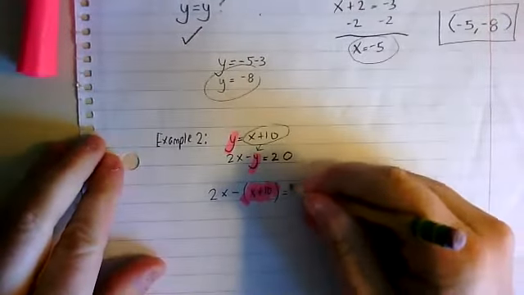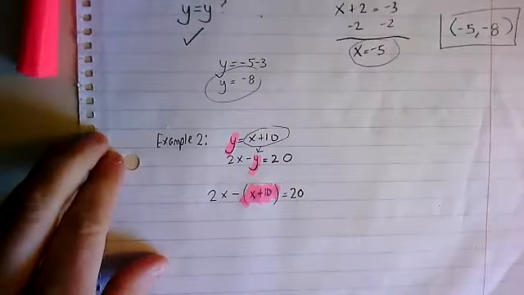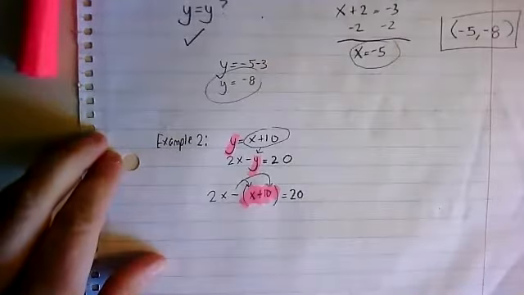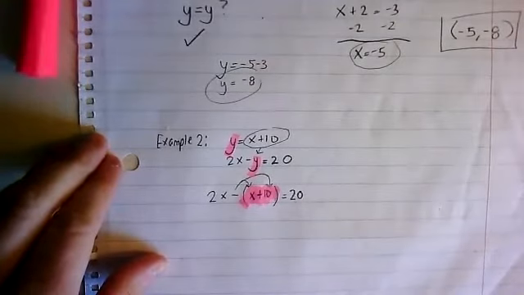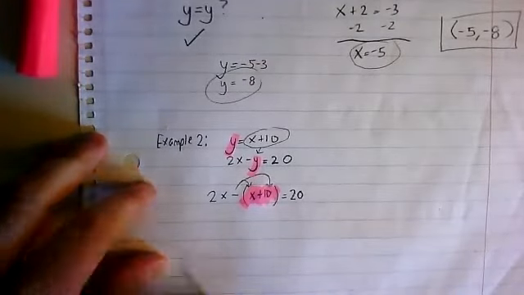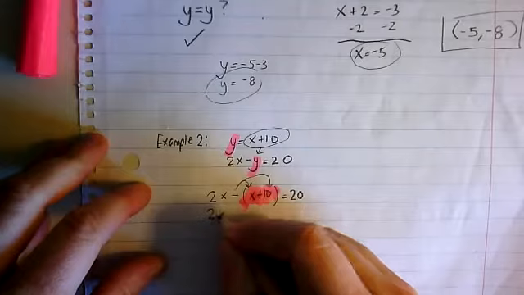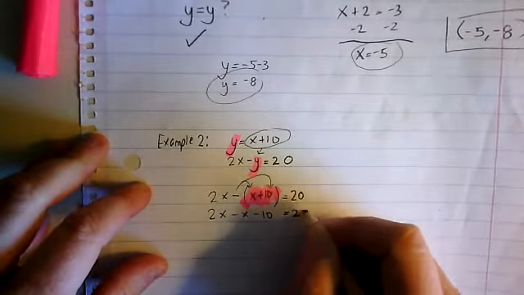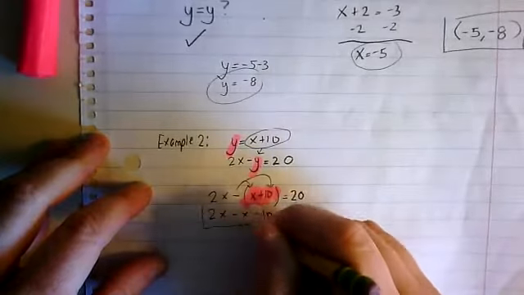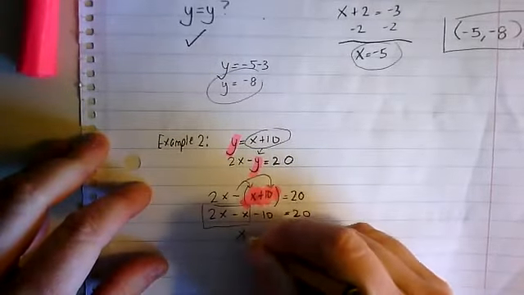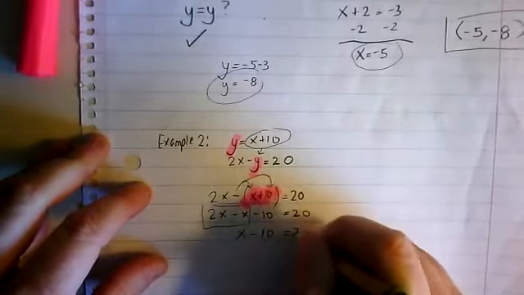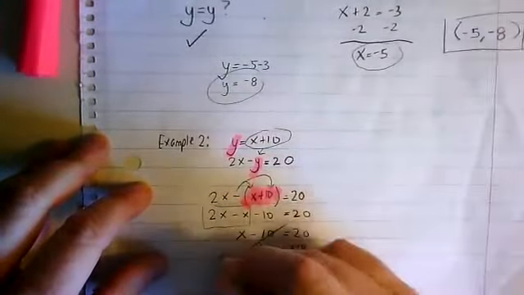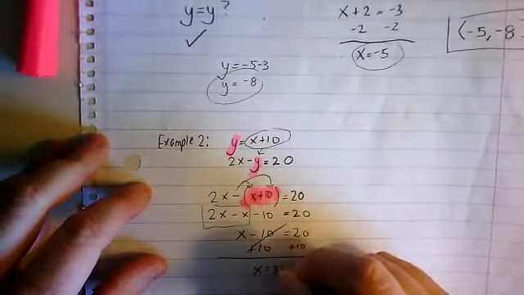Now it's important that you guys put that in parentheses, right? Because you're going to have to end up distributing that negative to both terms there. If you do not end up distributing the negative to both terms, you're going to get an incorrect solution. All right, so what this can simplify to is 2x minus x minus 10 is equal to 20. I can combine my like terms of 2x minus x, which is just x. So I get x minus 10 is equal to 20. And I solve for x just by adding 10 to both sides. So I'm going to get x is equal to 30.